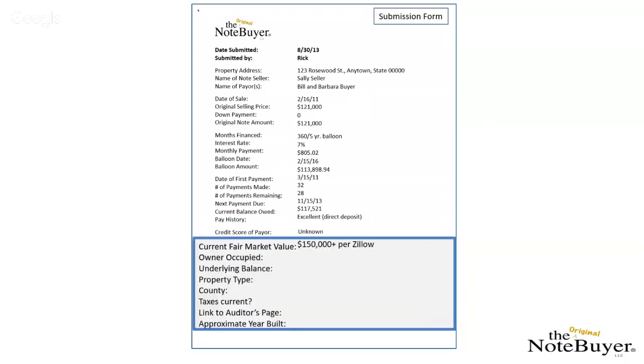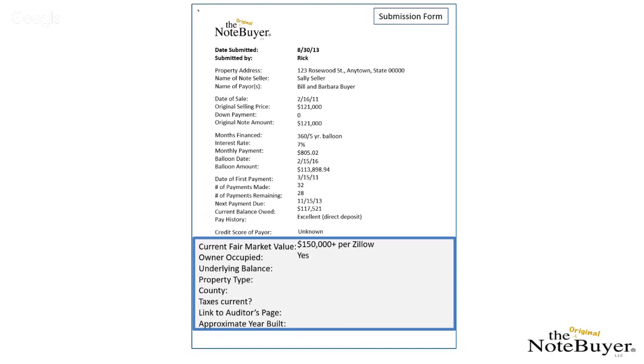So then we want to look at the fair market value of the property. On this one, it was over $150,000, and that was per Zillow, which we know is not accurate, but it gives us a starting point. We use that just so we know, are we in the ballpark? And then everything is substantiated with an actual BPO, broker's price opinion, or a drive-by appraisal.